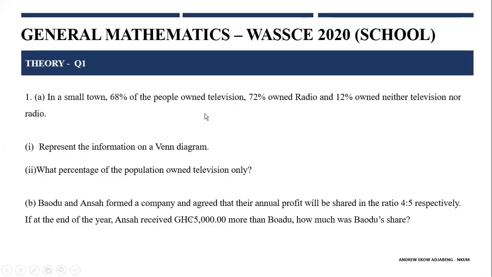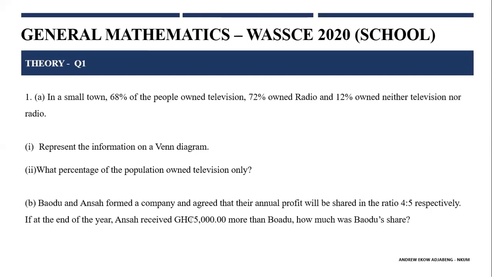Question 1A. In a small town, 68% of the people own television, 72% own radio, and 12% own neither television nor radio. Represent the information on the Venn diagram, and what percentage of the population own television only?